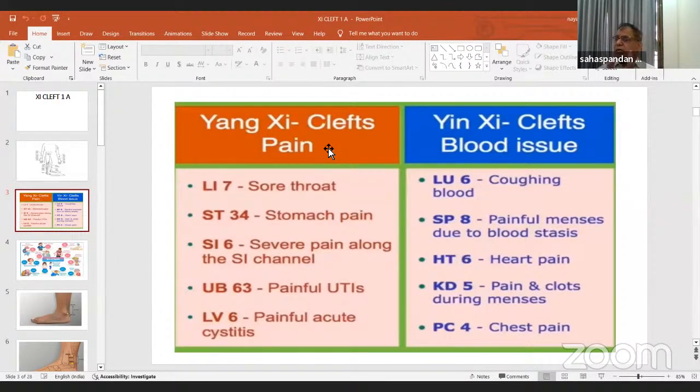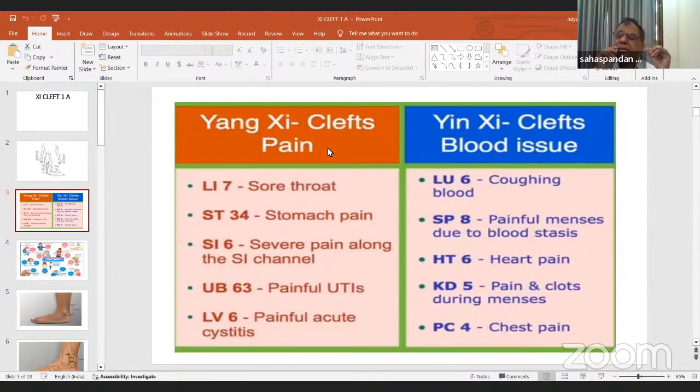And heart 6. Heart 6 is for the acute heart pain. And kidney 5. Kidney 5 is for the pain and clots during menses. And one more use of kidney 5 is when there is kidney stone pain, acute kidney stone pain. It is an unbearable kidney stone pain. So kidney 5 stops the kidney pain.